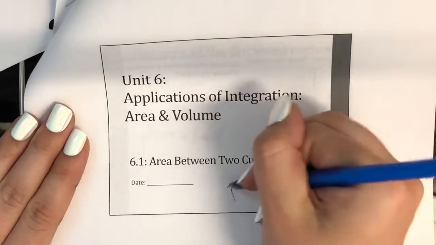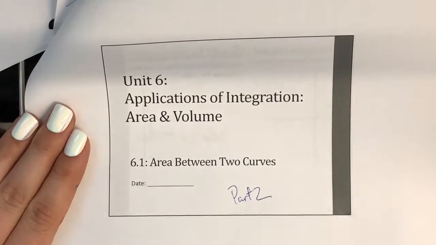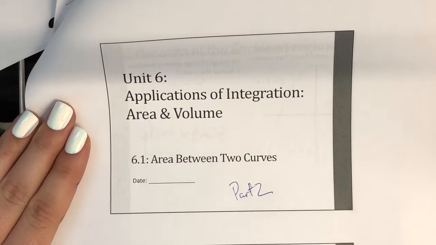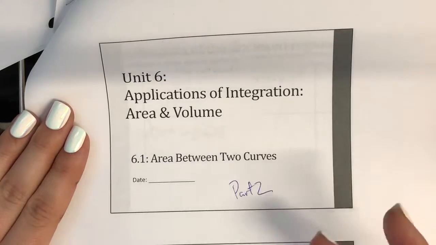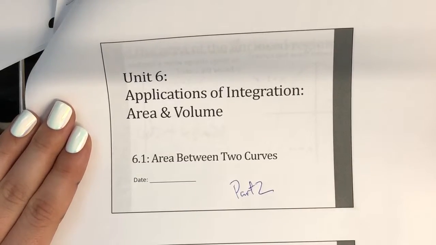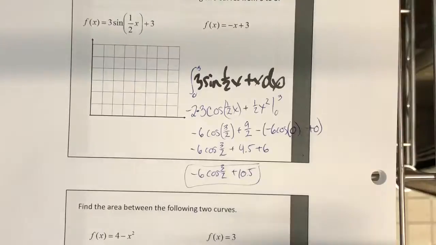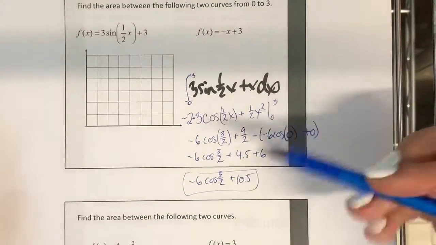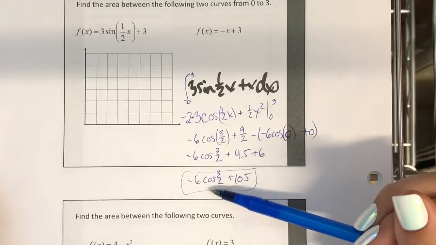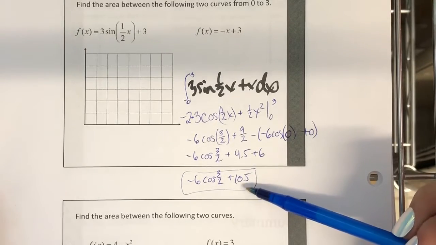So we're working on this. This is part 2 of this lesson on area and volume. This lesson is just on area between two curves. So we're going to do it this style for now, so that you can hear me even better. To continue this, this is the answer: -6 cosine of 3/2 plus 10.5.